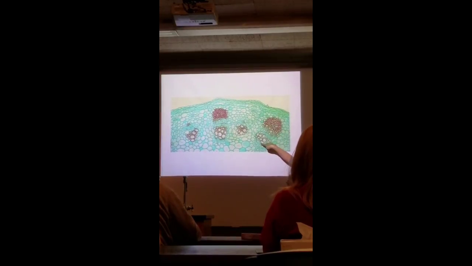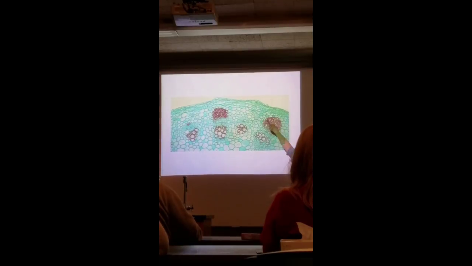All right. And is it a monocot or dicot? It's right here. So it's a monocot or dicot? Dicot. What is this whole structure here called? Vascular bundle. I'd say vein.